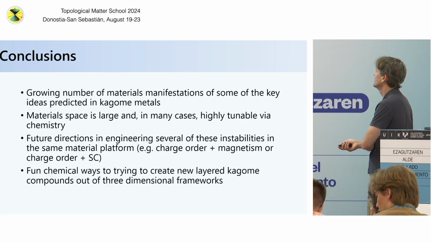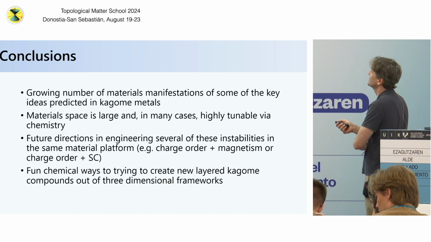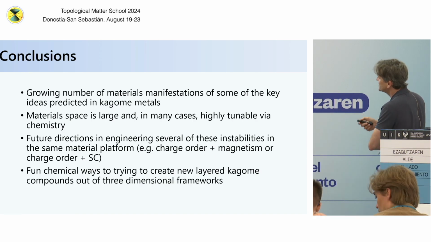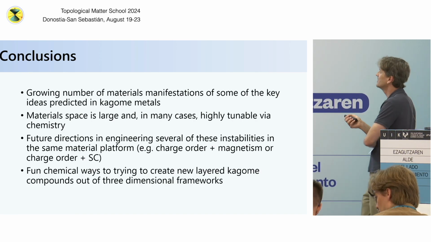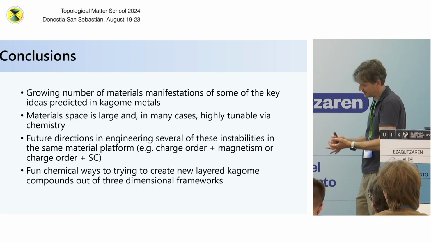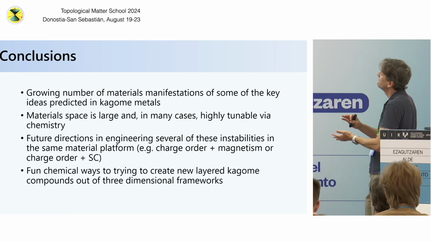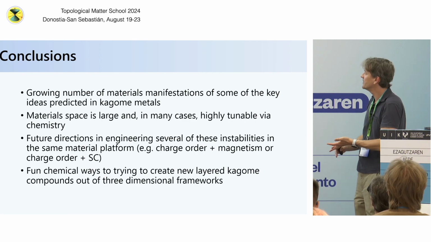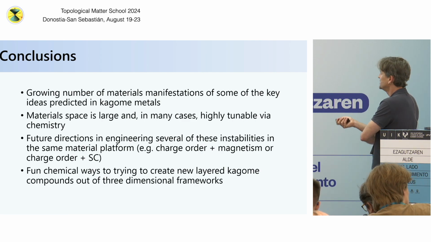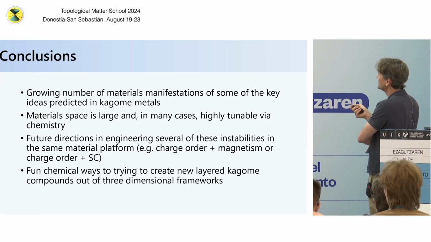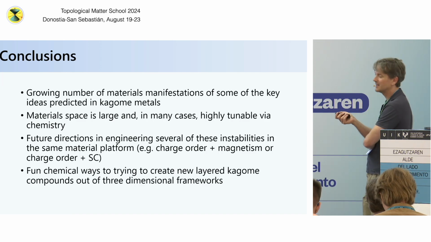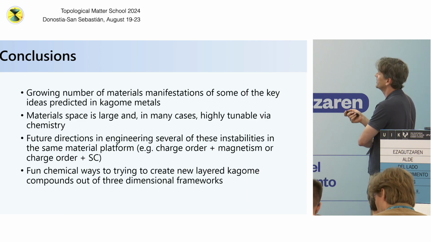Okay. And so I'll just conclude and say, I think there's a growing number of materials manifestations of some of the key ideas that are predicted in Kagome metals, ranging from large anomalous Hall effects to potential indications of orbital antiferromagnetism, as well as correlation-induced flat band effects. The material space is big, and a lot of it's highly tunable, which I think we're seeing the results of coming out increasingly year over year.